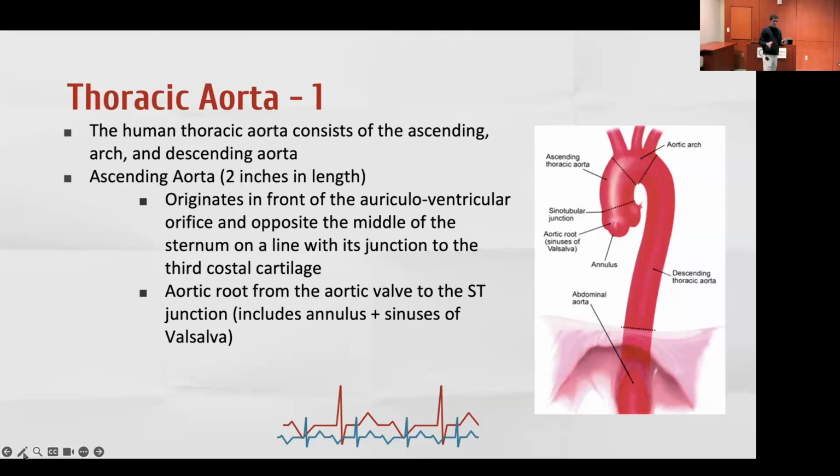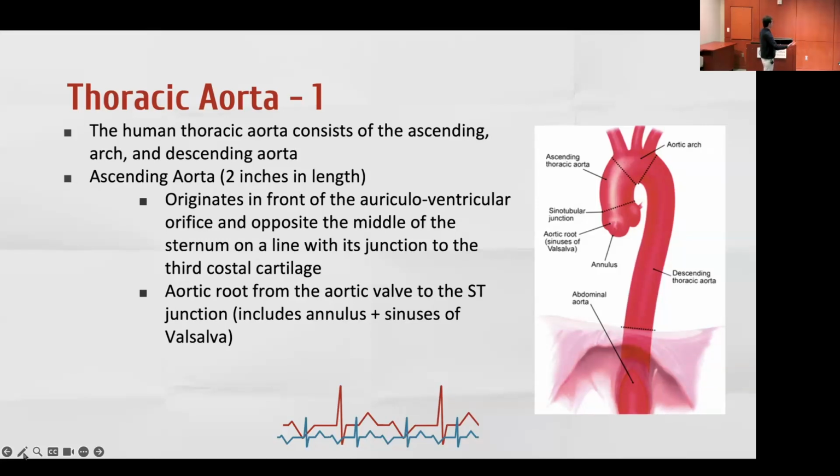Now, the focus of our talk for aortic dissection really revolves around the thoracic aorta. The thoracic aorta consists of an ascending aorta, the aortic arch, and a descending aorta. I just want to briefly highlight that the ascending aorta has two portions. The lower portion is the aortic root, which extends from the level of the aortic valves to the sinotubular junction and includes the annulus and the sinus of Valsalva. The second part of the ascending aorta extends from the sinotubular junction to the aortic arch.